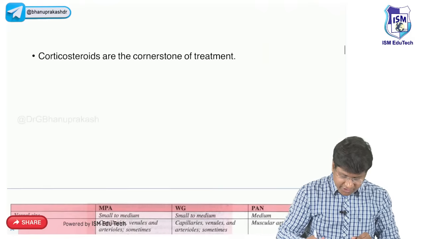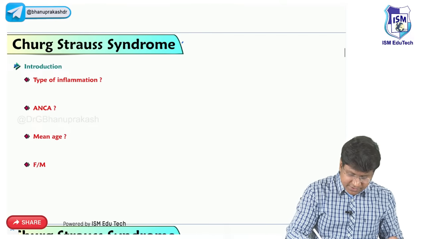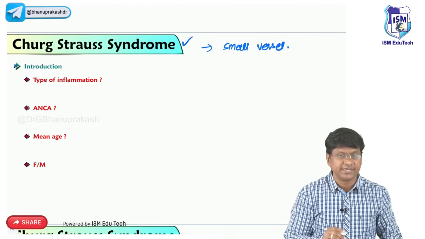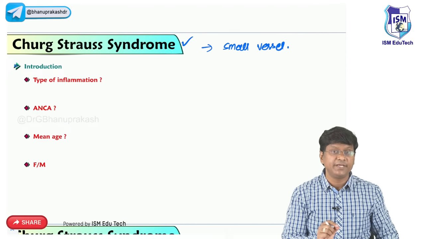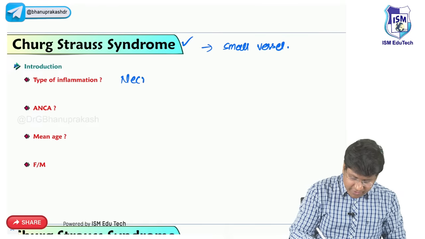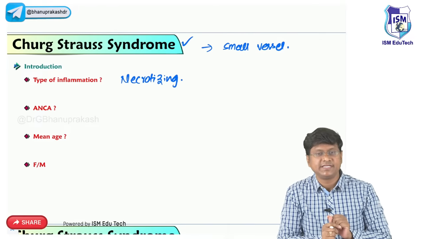Now, the next important form of vasculitis that you need to know is the Churg-Strauss syndrome. So Churg-Strauss syndrome is what? It is a form of small vessel vasculitis. And what is the type of inflammation that you will come across in small vessel vasculitis? That will be necrotizing inflammation. Right? That will be necrotizing inflammation.